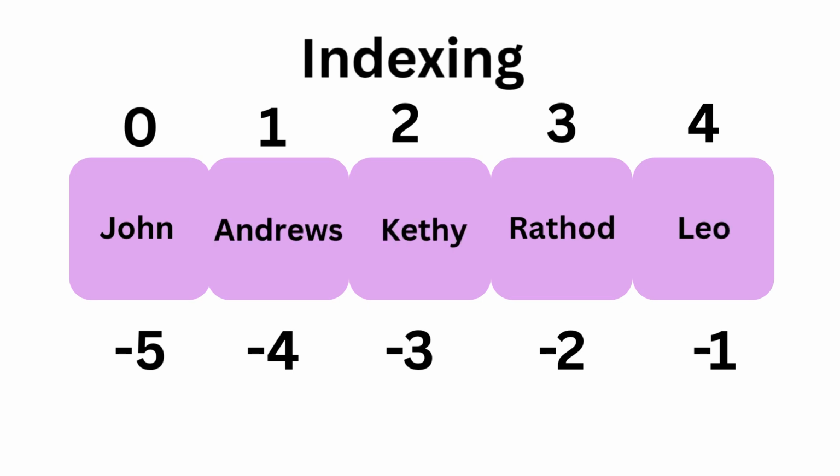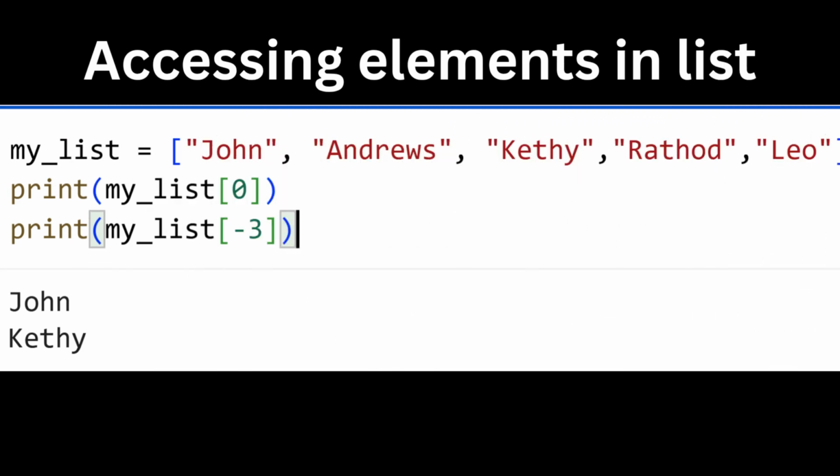Now, let's see how to access the elements in a list. Each item in a list has an index number. Indexing in Python starts at 0, and we can also use negative indexing to access elements from the end. So names[0] gives the first element, and names[-1] gives the last one. You can also use multiple indexes to access nested elements.